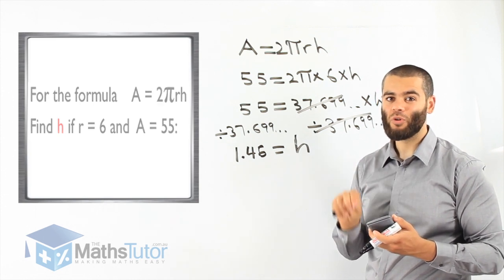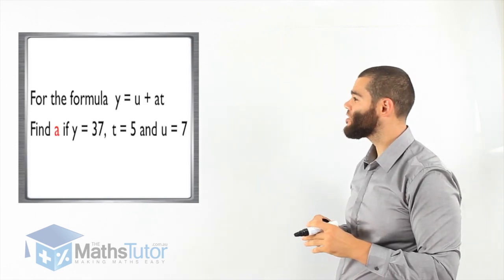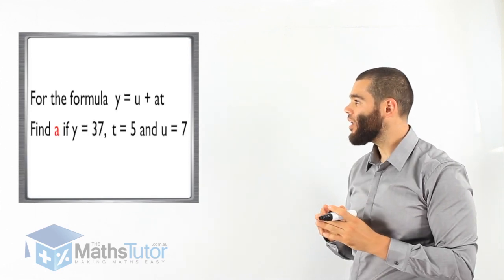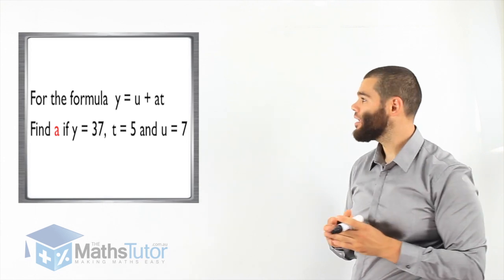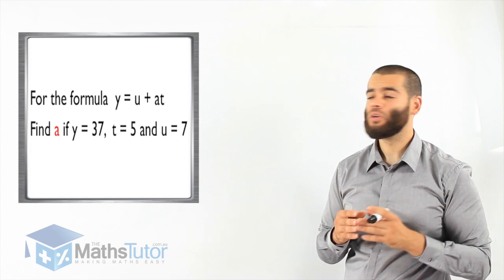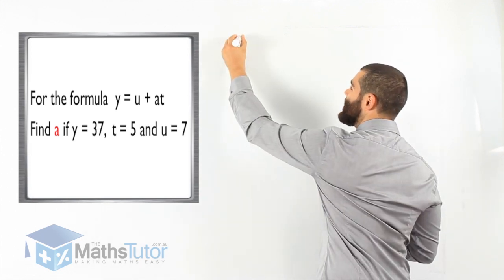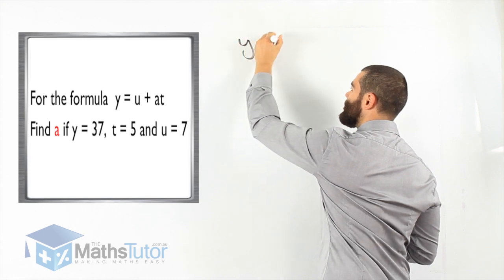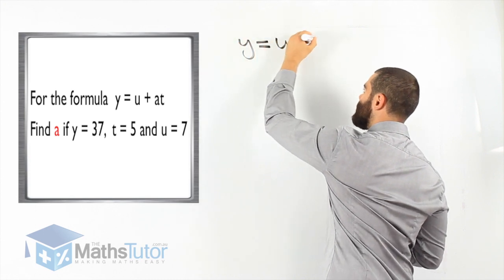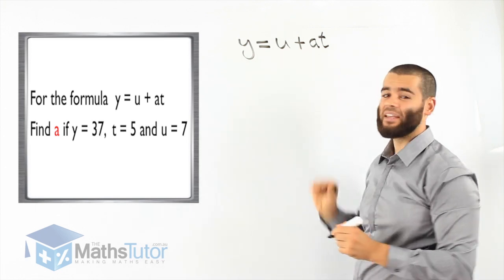Let's do 2 more examples. The next formula we have, y equals u plus at. Find a if y is 37, t is 5 and u is 7. So we have a formula. Let's write it down. y equals u plus at.